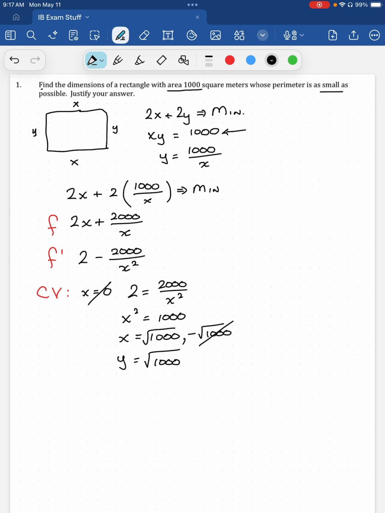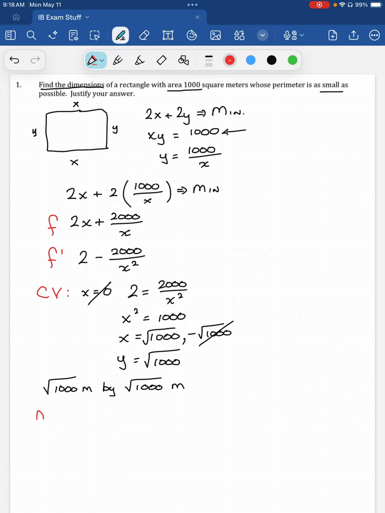It wanted me to find the dimensions, so I don't have to do anything else to the problem other than to give units. So this is the square root of 1,000 meters by the square root of 1,000 meters. And we want to justify that that actually is the minimum.